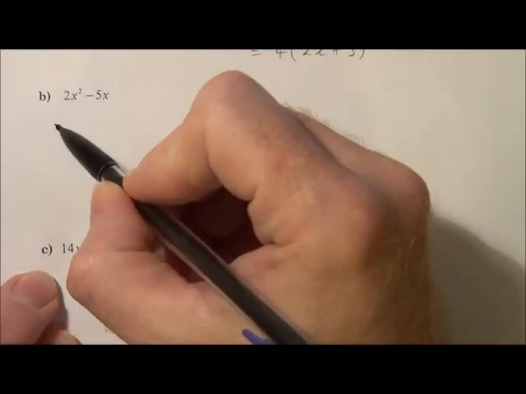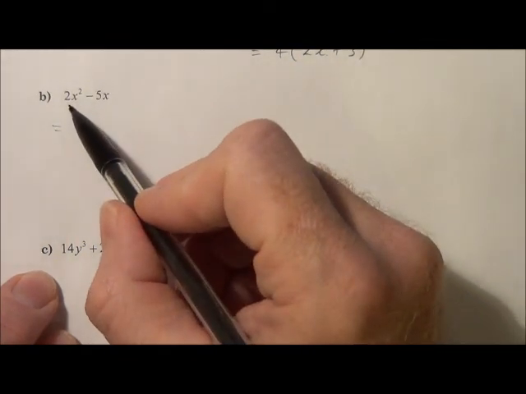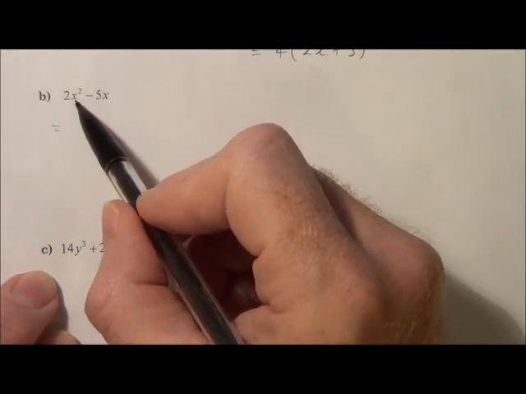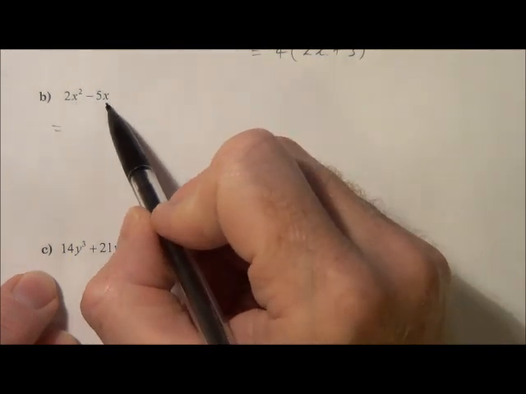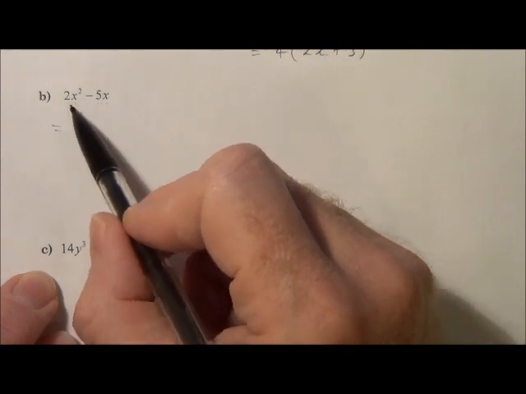I'll do it the quick way first. I've got 2x squared minus 5x. I take a look at both of these and I see that there is a variable in both terms, and I can factor that variable out.